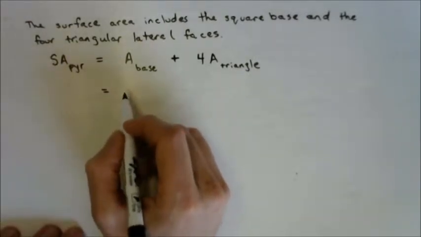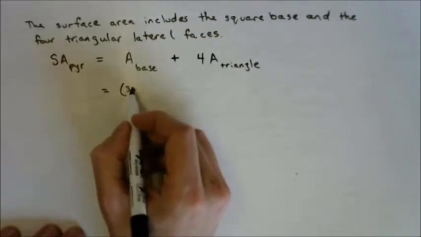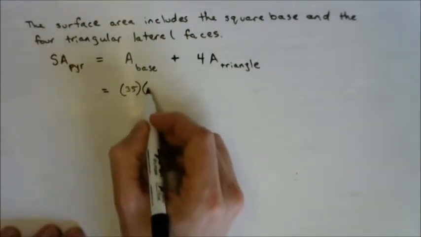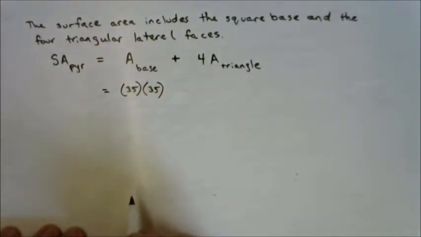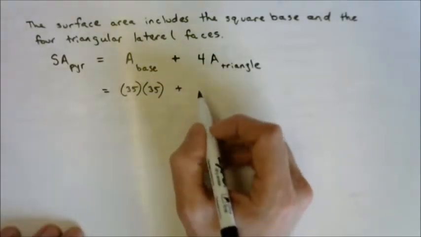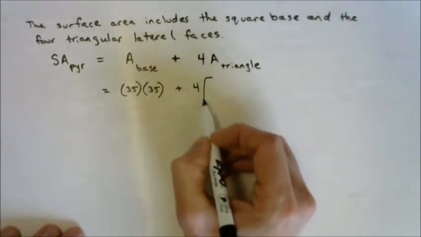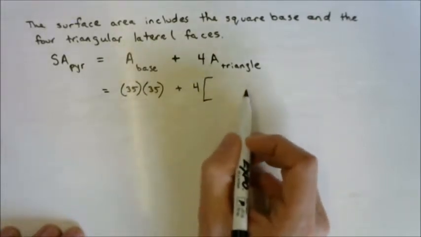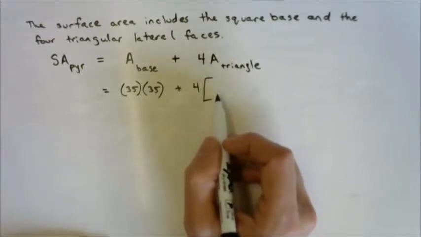What are the dimensions of the square base? 35. So it has a length of 35. What's its width? Also 35. It's a square. Okay? So the area of that is just length times width. 35 times 35. Excellent. Now watch how we write this part, guys. We're going to keep that 4 out there, and we're going to put the area of the triangle inside brackets. Okay? What's the area of a triangle again?